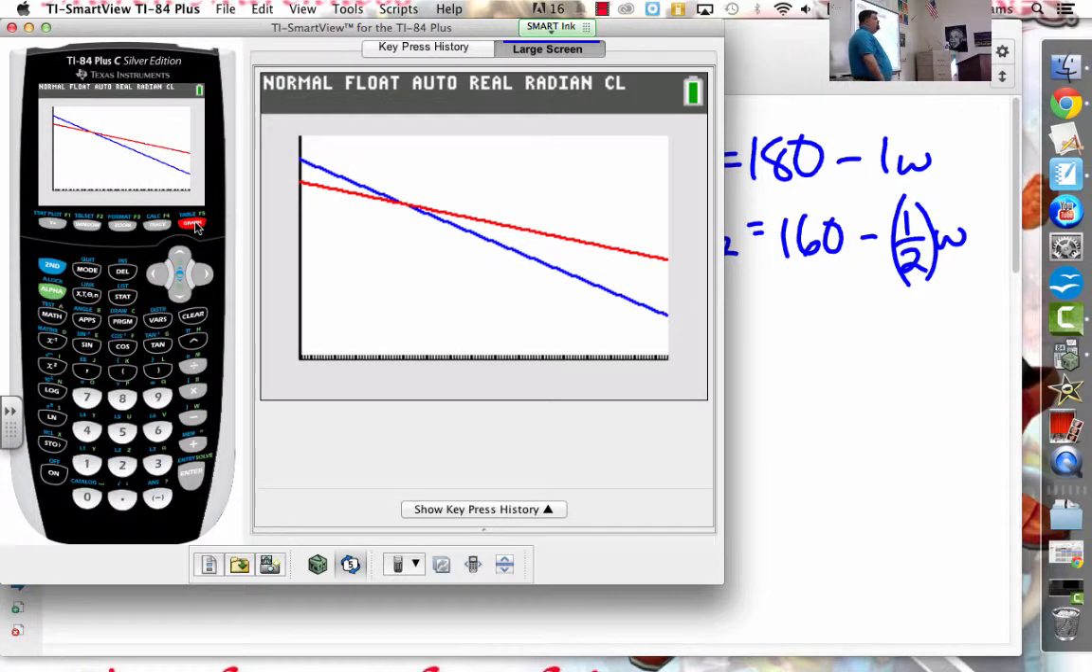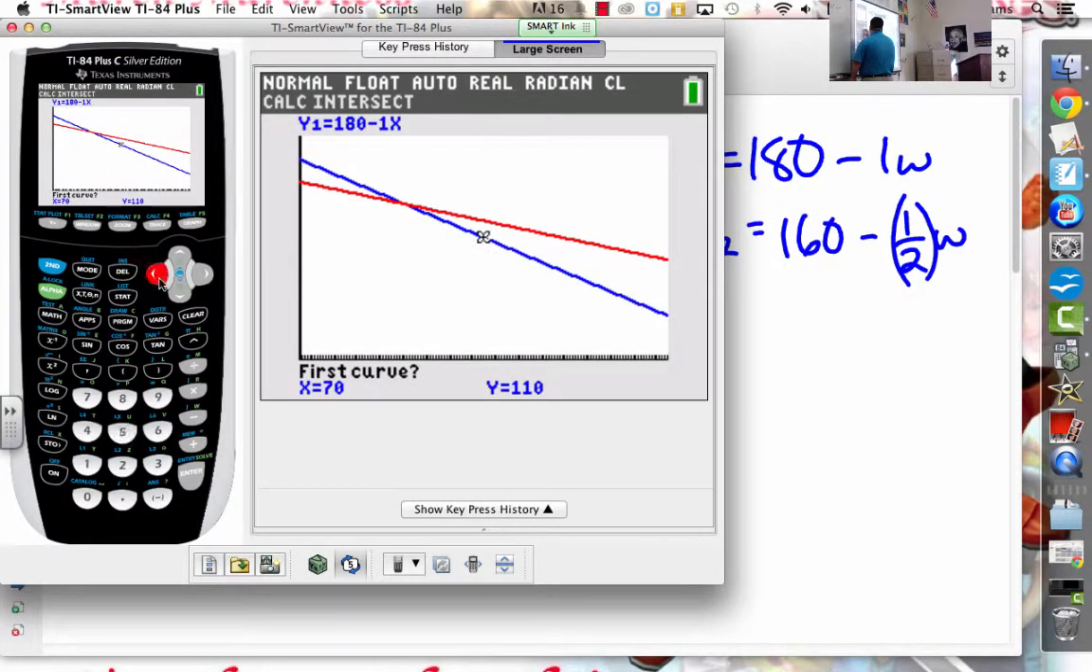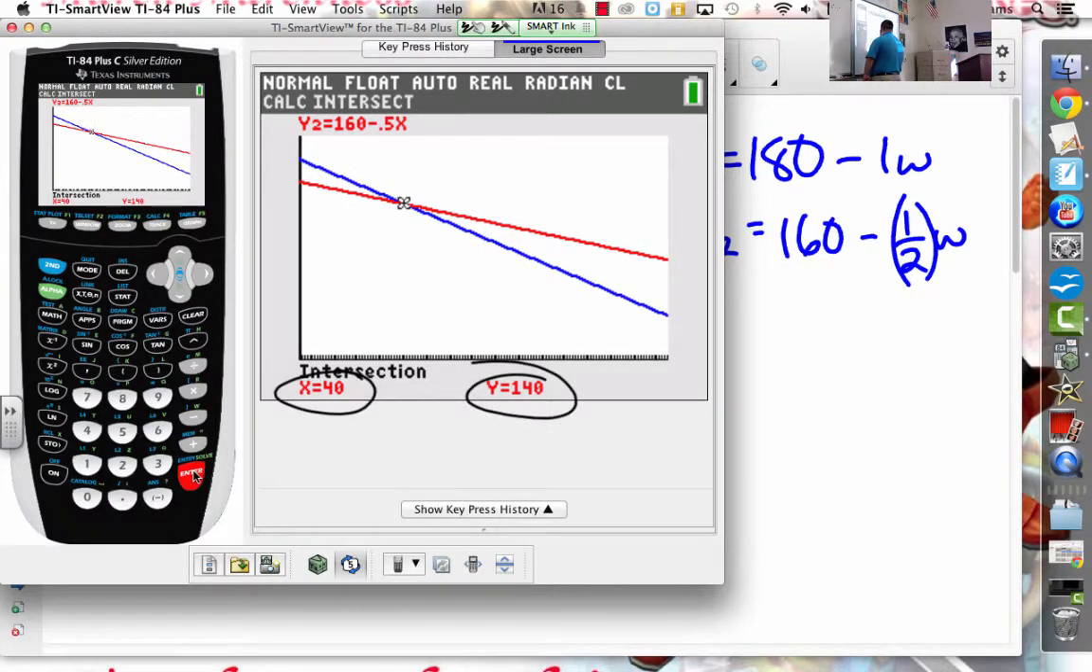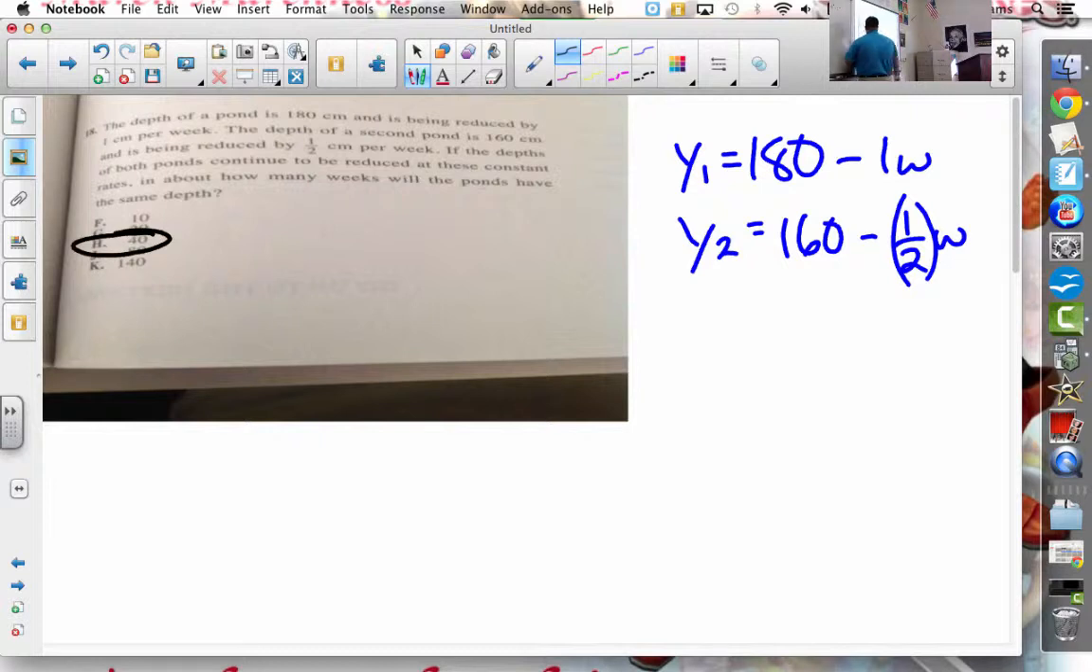Now they'll be at the same depth when the two lines intersect one another, right? So I'm just going to let my graphing calculator find the intersection. I just need to get that cursor really close to where the two intersect, and the calculator does the rest of the work. And it says at 40 weeks, it'll be 140 centimeters for both of them. So the answer is 40, and that's what we did on our calculator.